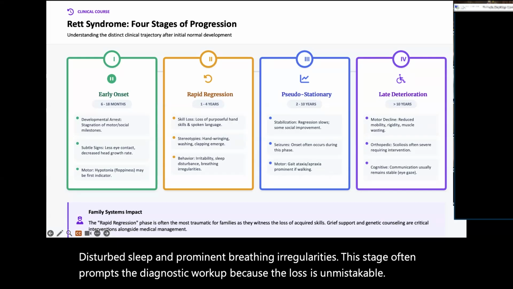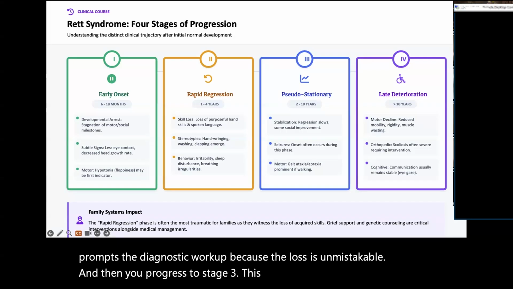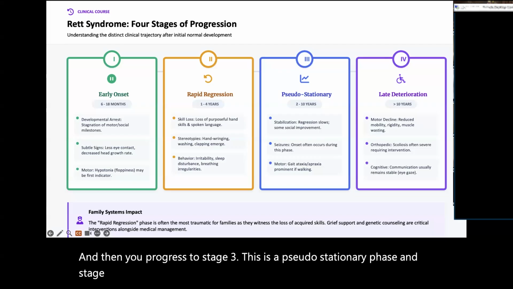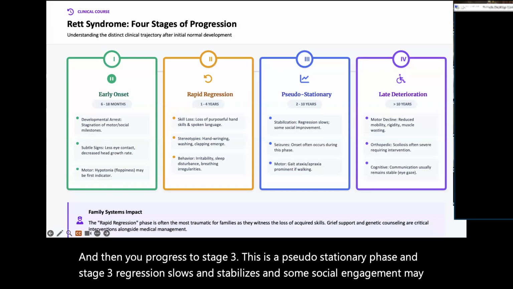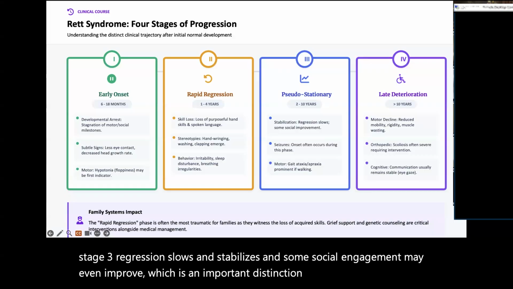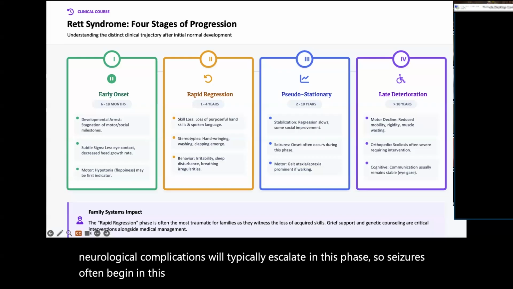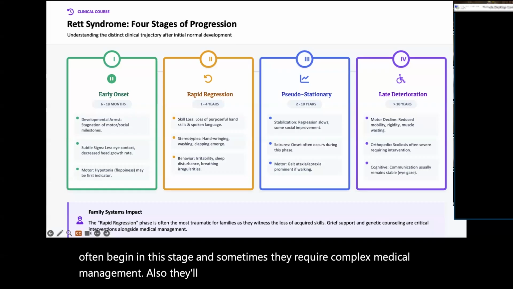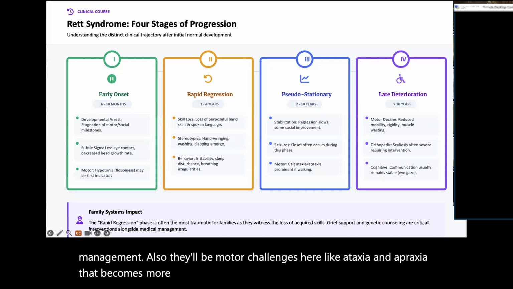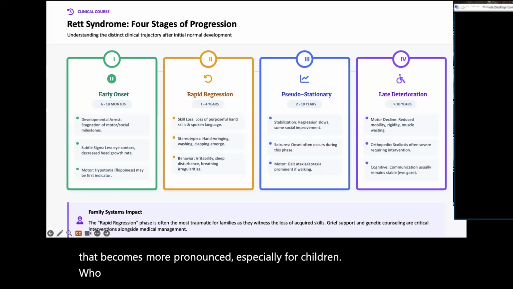And then you progress to stage three. This is a pseudo-stationary phase. In stage three, regression slows and stabilizes, and some social engagement may even improve, which is an important distinction from autism. However, neurological complications will typically escalate in this phase. Seizures often begin in this stage, and sometimes they require complex medical management. Also, there'll be motor challenges here like ataxia and apraxia. That becomes more pronounced, especially for children who achieved early walking.